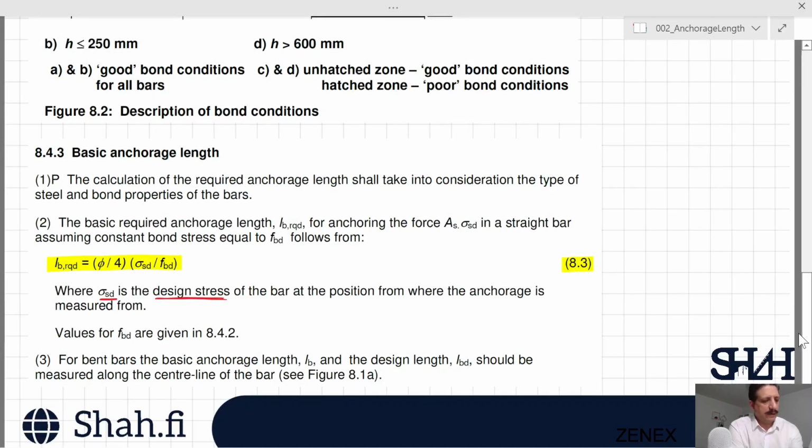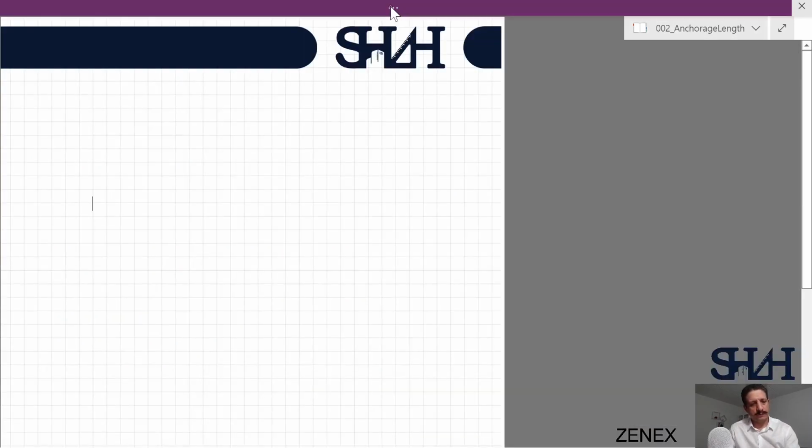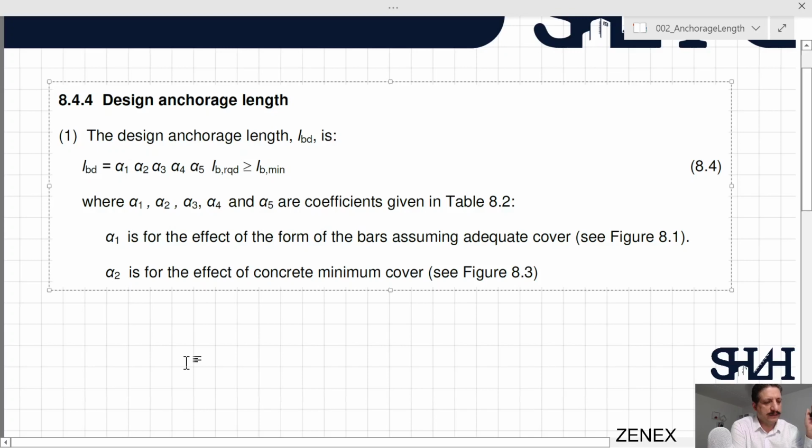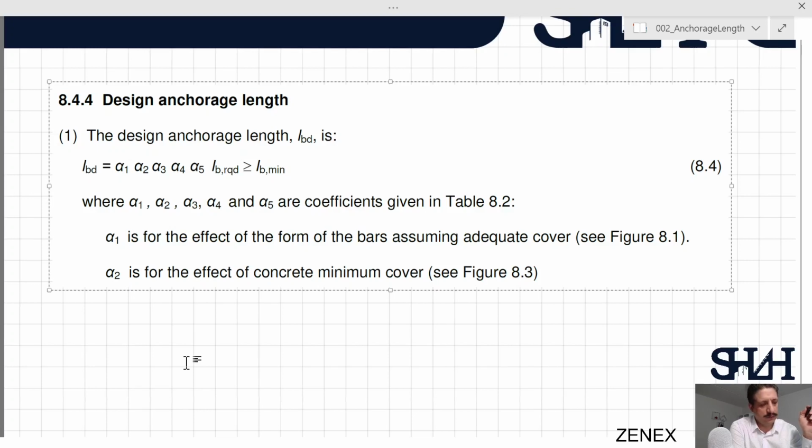So this is the basic required anchorage length, and it should be multiplied by several factors to calculate the design anchorage length. For that, we need to follow the next clause in Eurocode, which is clause 8.4.4. The design anchorage length LBD is a multiplication of alpha 1, 2, 3, 4, 5 and LB required. It should be greater than the minimum value of this length. Alpha 1, 2, 3, 4, 5 are taken from table 8.2.